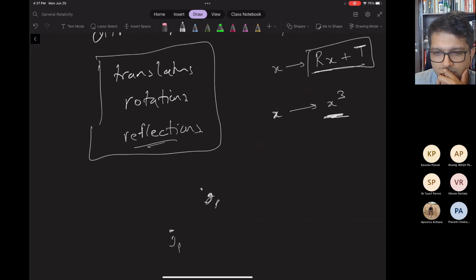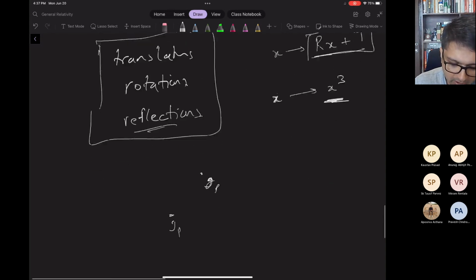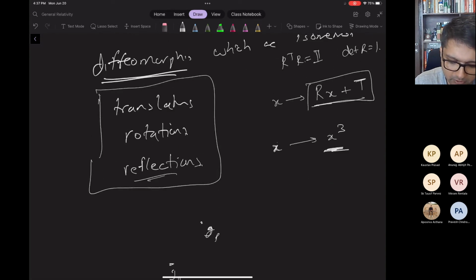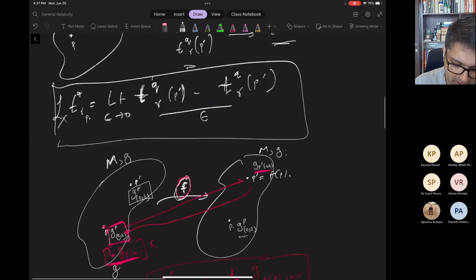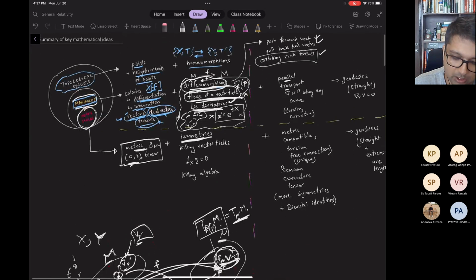Okay, sir. And in general, if I talk about the continuous diffeomorphisms, this is the thing we'll talk about next. We'll talk about isometries, which are continuous isometries.